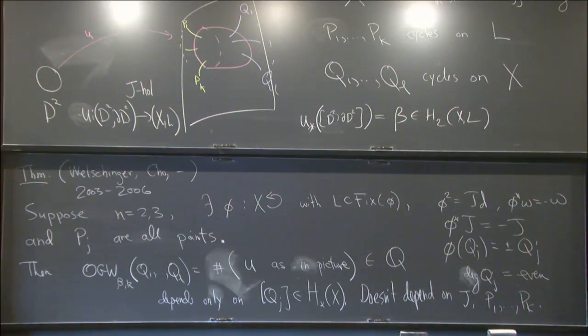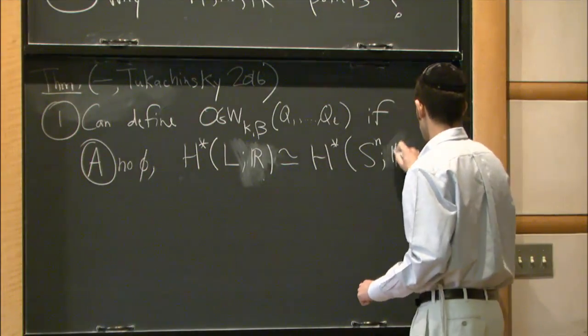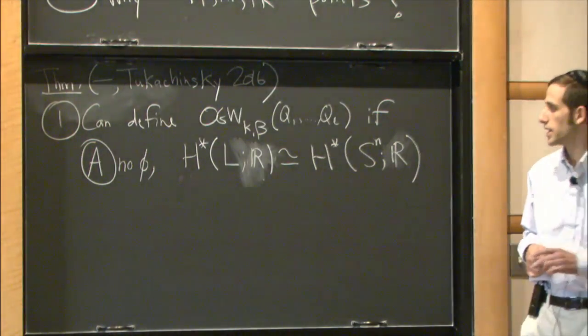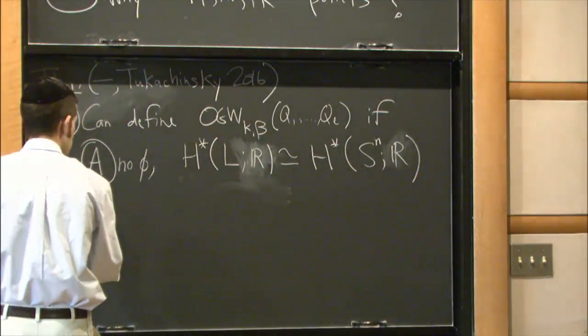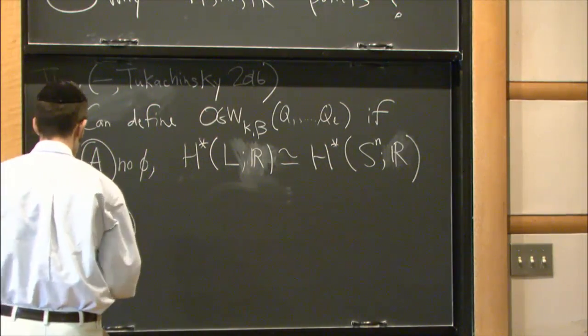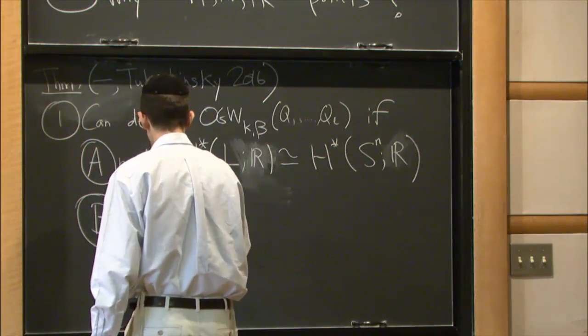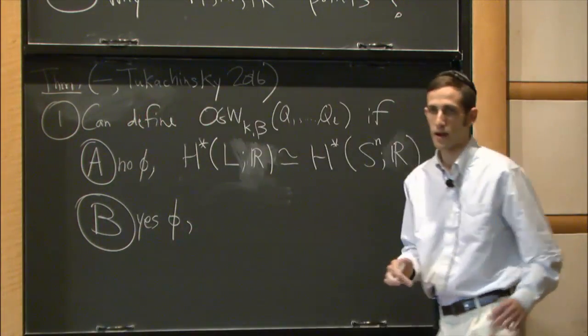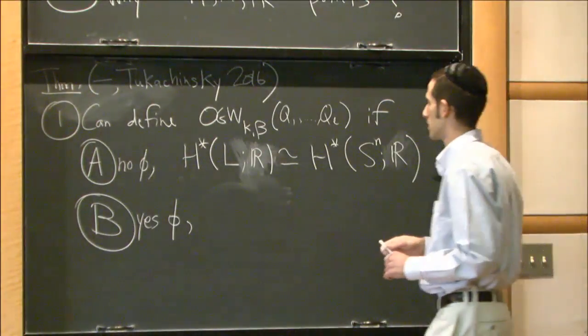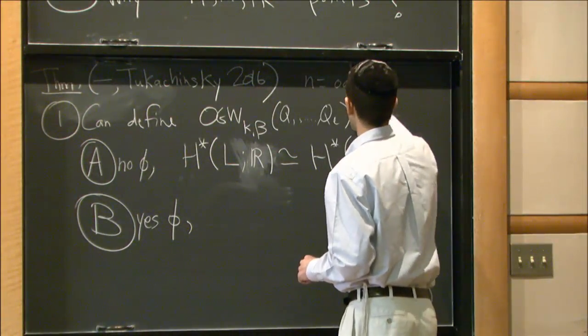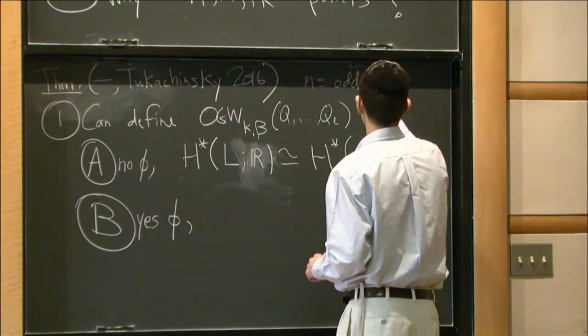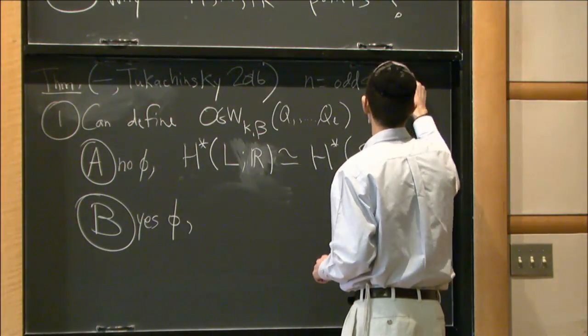So one thing I can do is assume that I have a real cohomology sphere, which is a kind of condition which, for people who are familiar with Floer theory, makes you think about vanishing obstructions. And that's exactly what it is. Or B, yes, you have phi, but then here n can be odd, but that's just an inessential technicality.